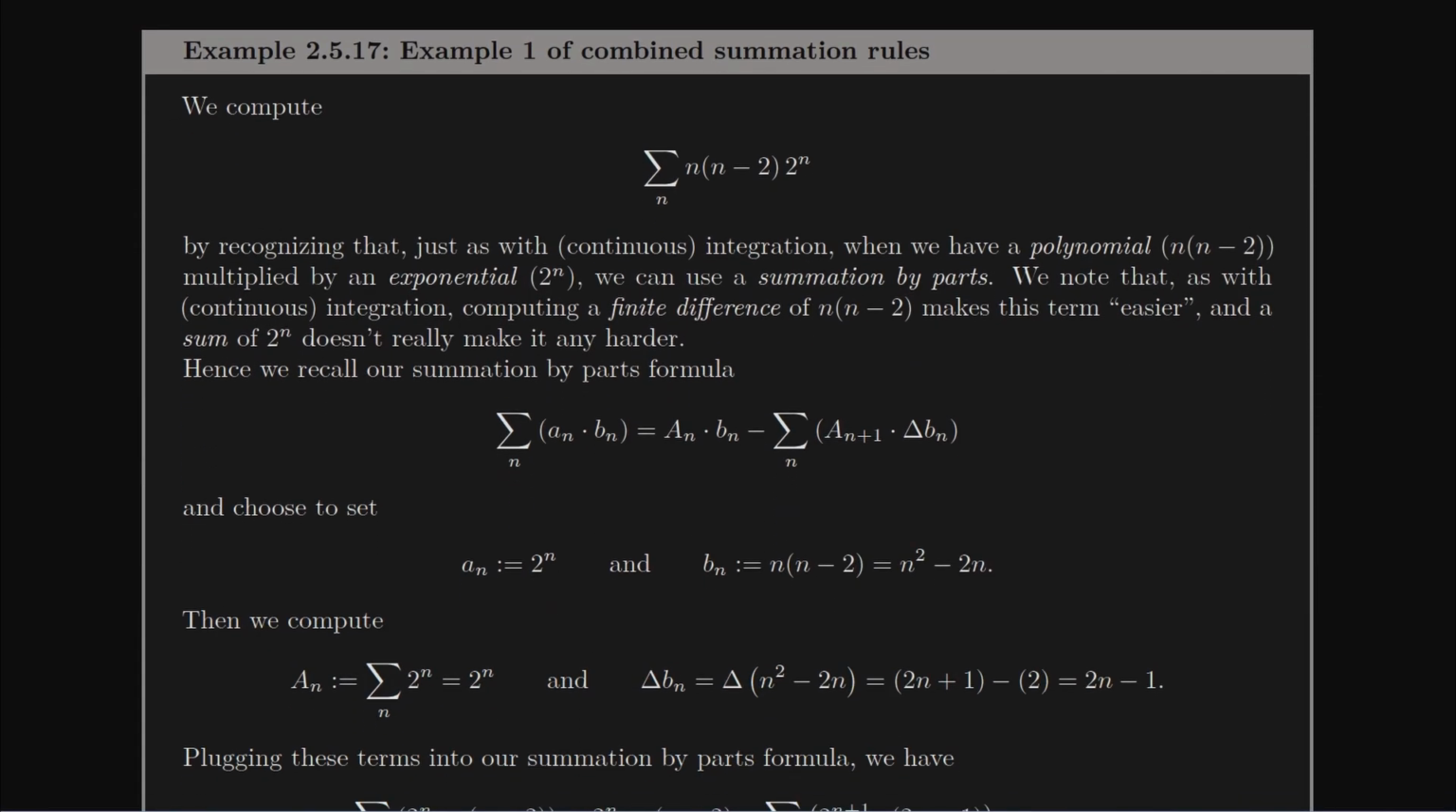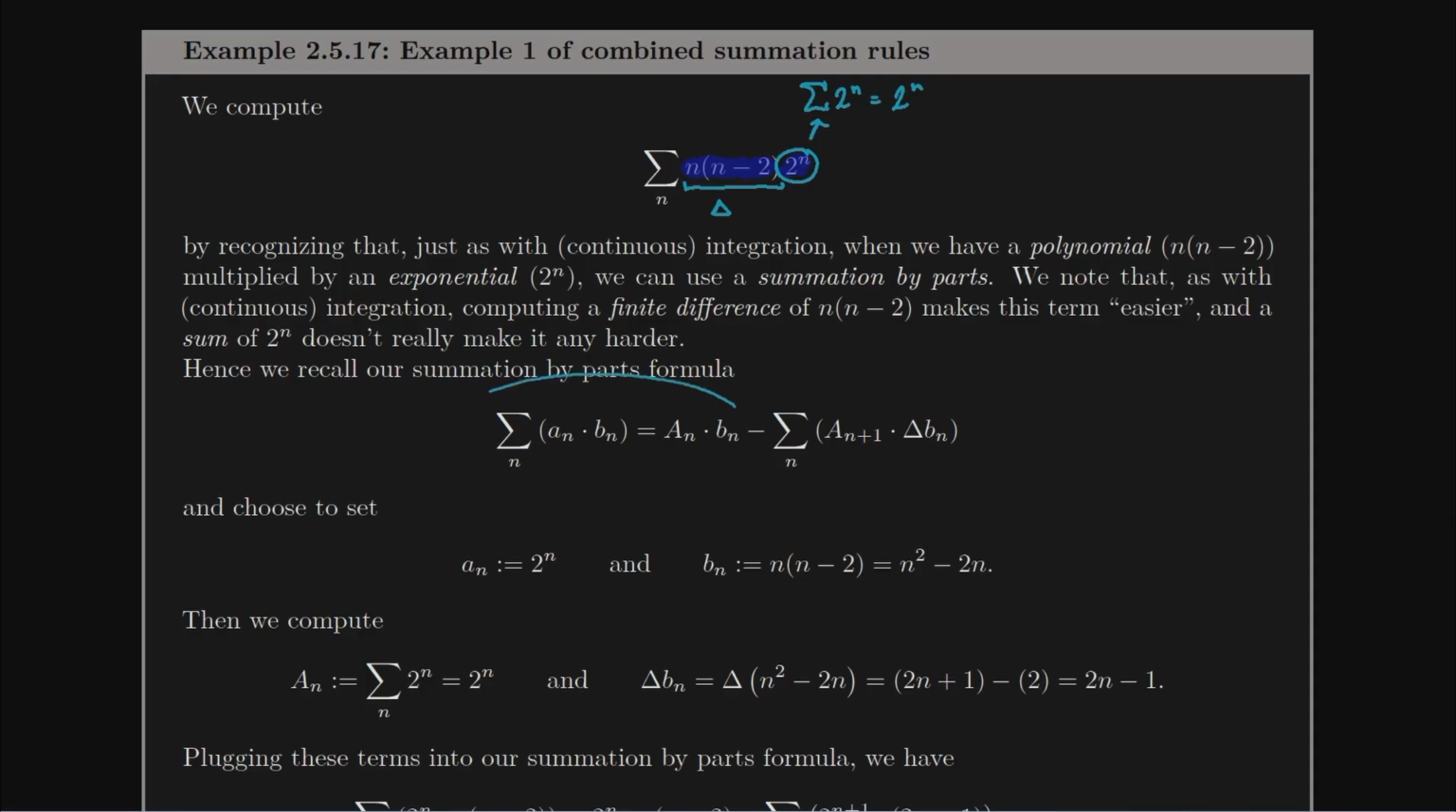We are going to go through just 2 examples of combining a few of these sum rules now that we actually have summation by parts. So what you'll see here is I have a multiplication of n times n minus 2 times 2 to the nth power. We're going to recognize that if I took a finite difference of n times n minus 2, that term's going to get easier. And in fact, taking the indefinite sum of 2 to the n is quite easy because that is itself, right? Recall that 2 is the invariant base for both finite differences and summations. And so we're going to get an easier term when we take a difference of n times n minus 2. We're going to be able to take the antidifference of 2 to the nth power.